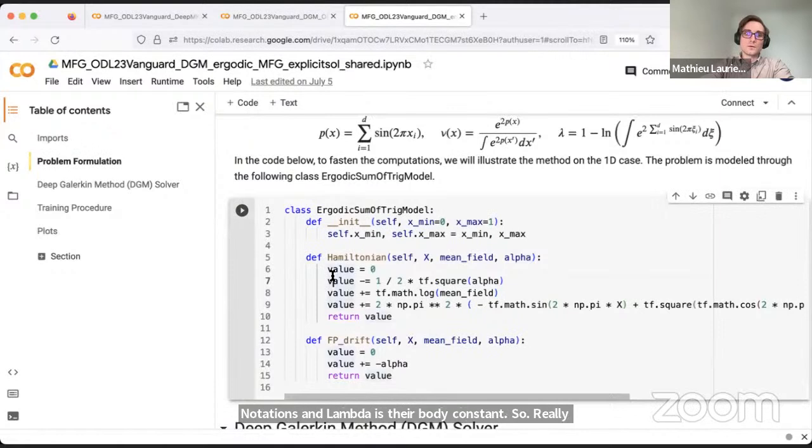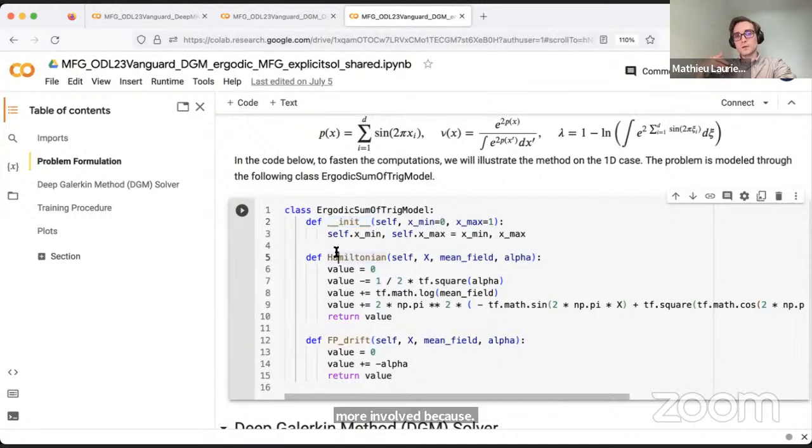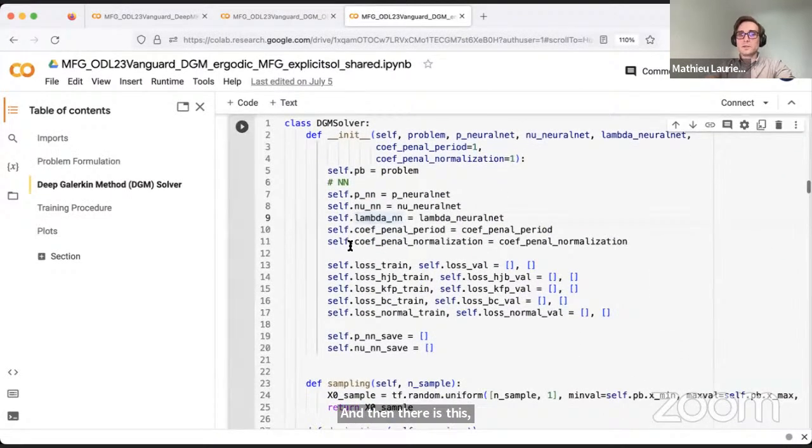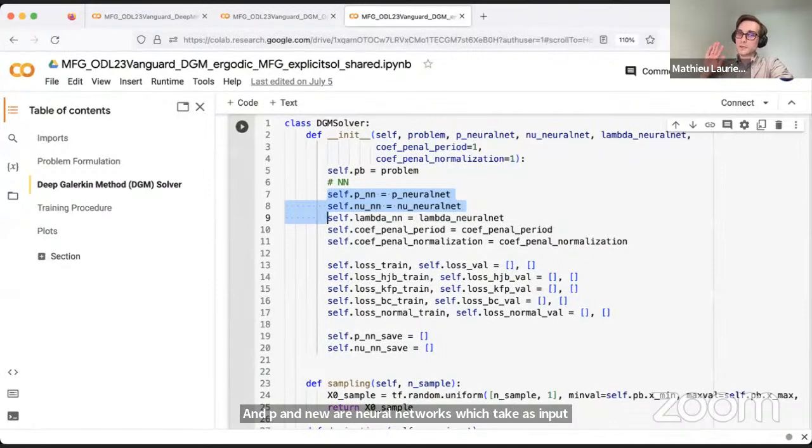Really the structure is quite similar to what we had for the ODE. But it's more involved because it's for a mean-field game. So here the code is split into several parts. One part is for the model, so the Hamiltonian and the drift in the Fokker-Planck. You can change these terms depending on your model. And then there is this DGM solver, which is basically creating three neural networks, P, nu, and lambda, but lambda is a neural network with just one parameter and no input. It's a constant, but here we call it a neural network. And P and nu are neural networks which take as input the state variable. There is no time because this is for the ergodic problem.